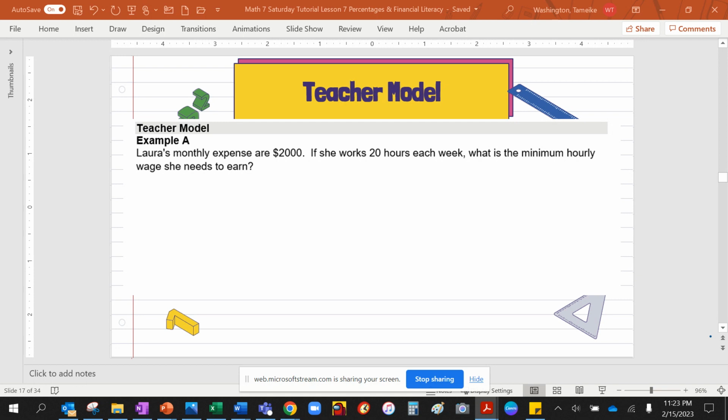Let's first understand that Laura is working 20 hours per week. We're going to assume that there are 4 weeks in a month. So let's take a look at her expenses. We have $2,000, and that's what Laura makes in 4 weeks.